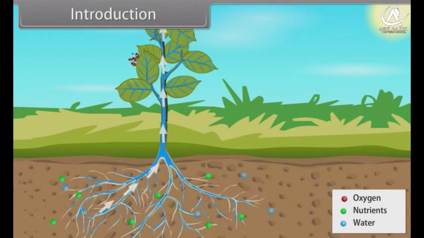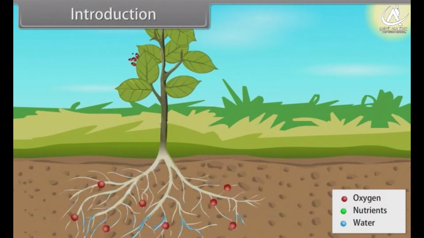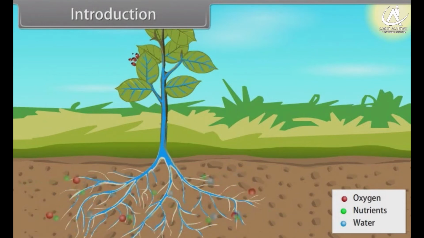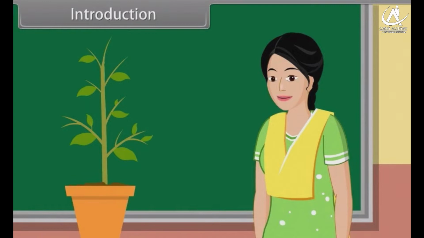One more thing I would like to tell you, there are 5 plant growth regulators. They are auxins, gibberellins, cytokinins, ethylene and abscisic acid. Okay, now it's time to learn about plant growth and development.